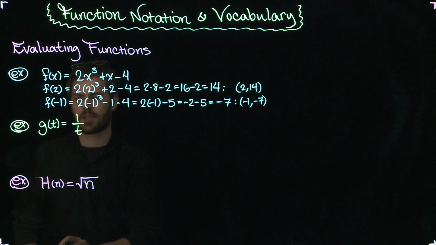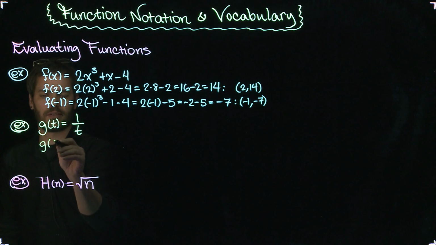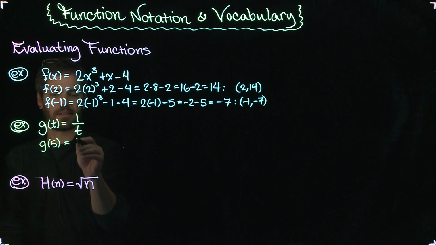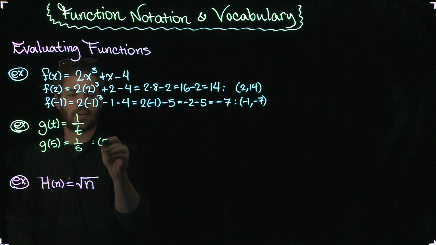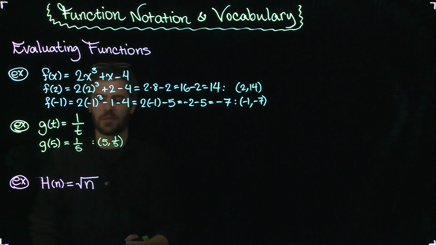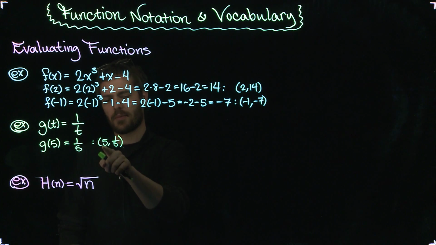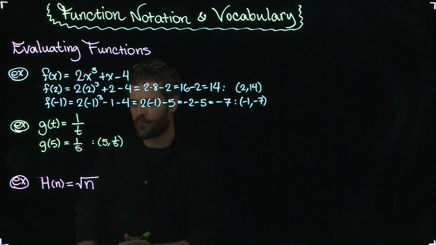Okay, let me move on to g and talk about a few values there. And let's plug in g of 5. Okay, that's really easy. 1 over 5 is the result, so we have an ordered pair there. 5, 1 over 5. And notice that we always put the independent variable first in my ordered pair, the evaluation of the function second. That's typical.